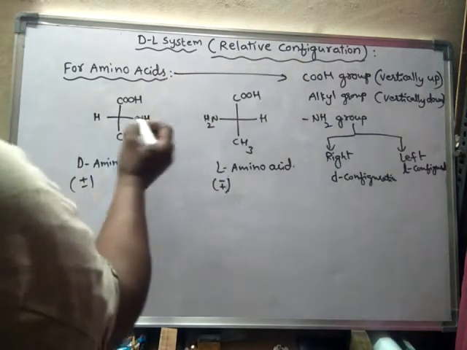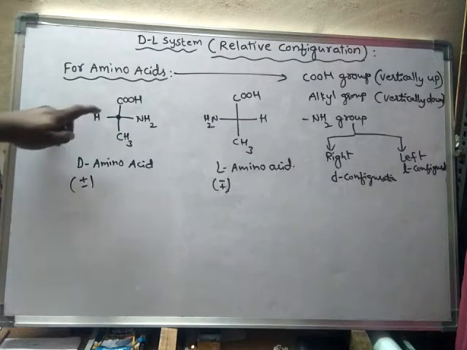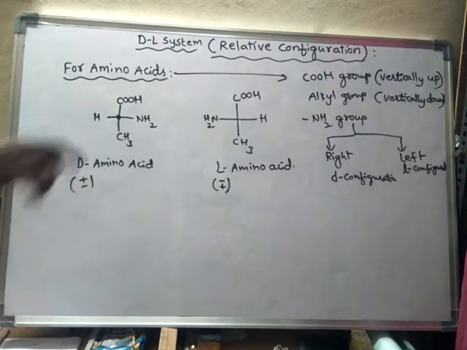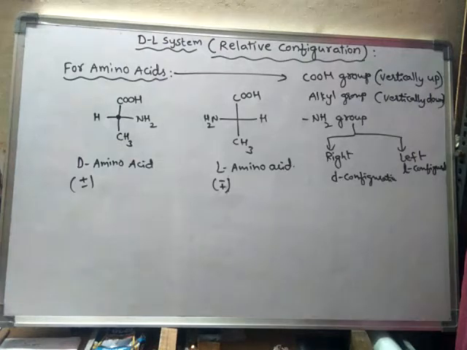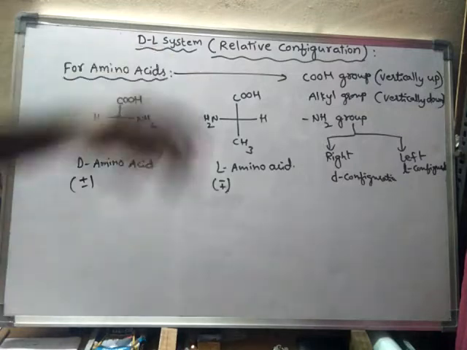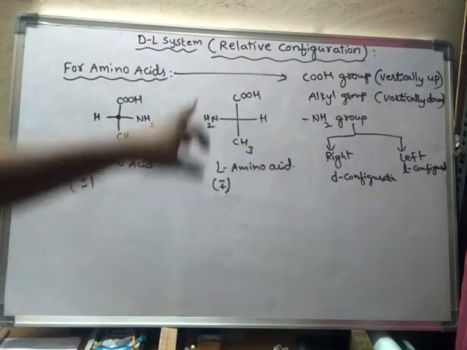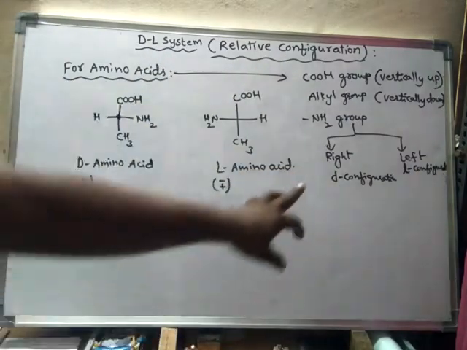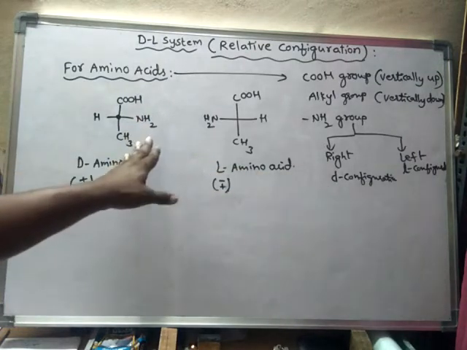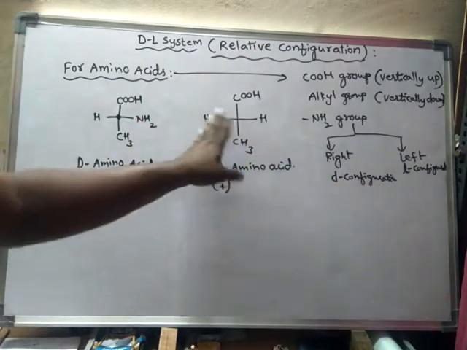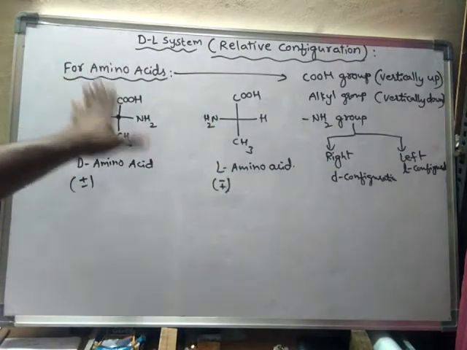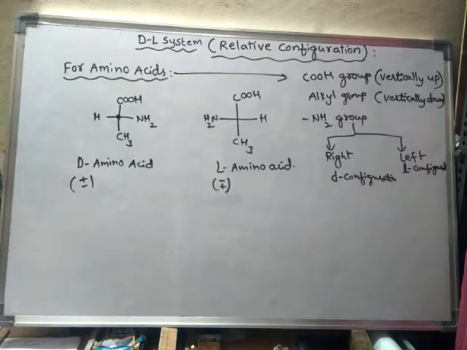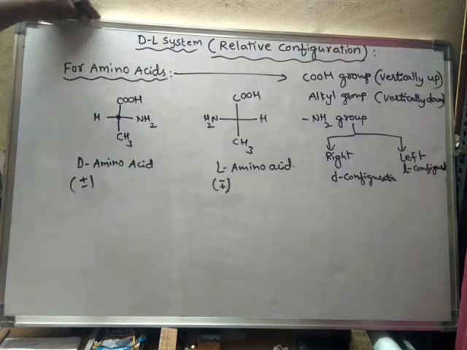So what is the meaning of configuration? Configuration is nothing but the arrangement of different groups on a chiral atom. Particularly, relative configuration is nothing but the DL system. In relative configuration, two types are there: D configuration and L configuration. D configuration is when the NH2 group is present towards the right side, and L configuration is when the NH2 group is present towards the left side, for amino acids. Okay, right. Now let us learn another type of configuration, known as erythro and threo configuration.